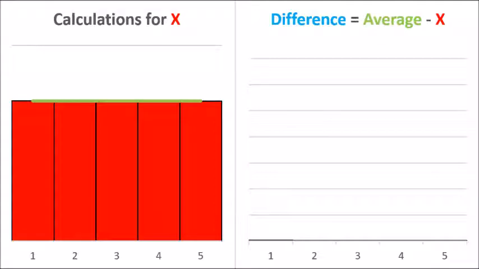Graphically, we see that all the red bars are almost exactly aligned with the green average. Also, the absolute differences are indistinguishable from 0. This is a good sign, but let's keep going just to see what happens.